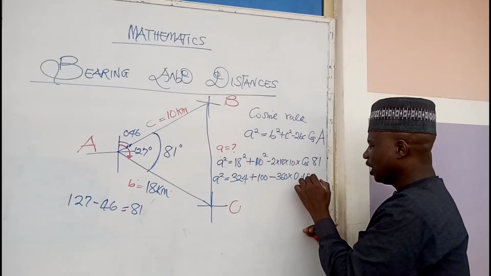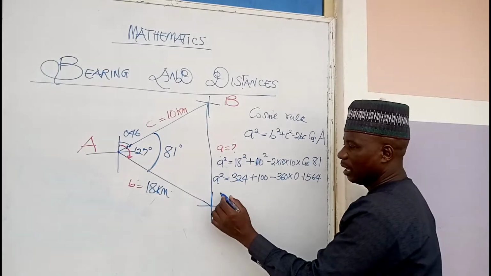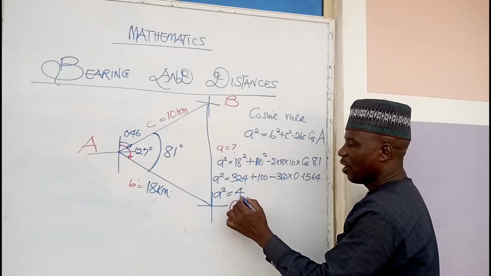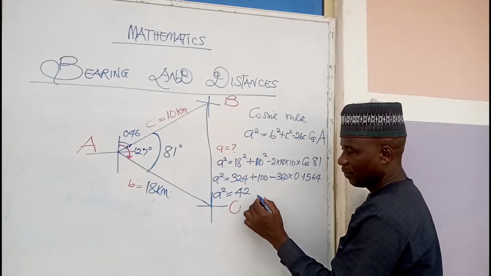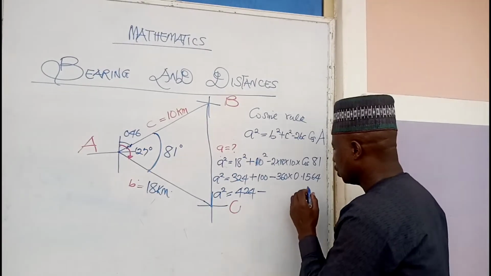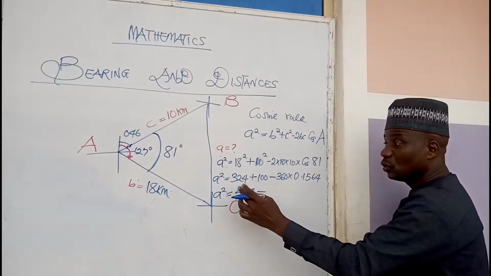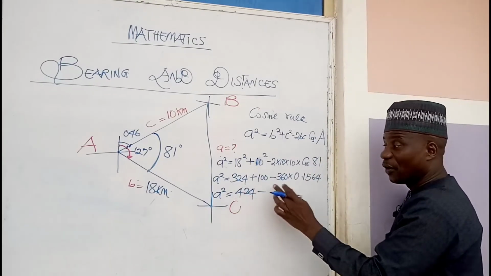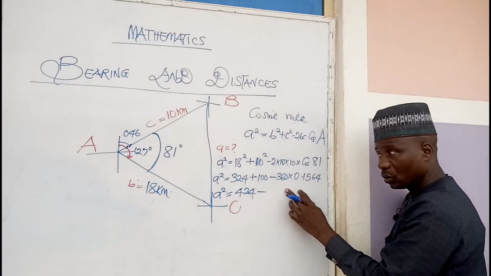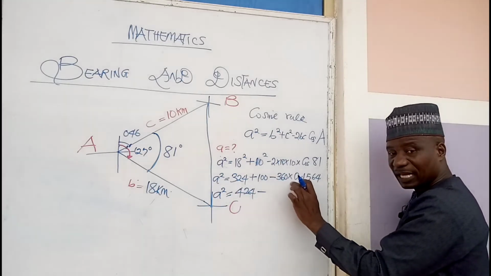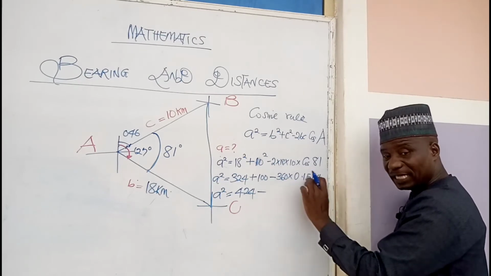1564. Now we have A squared is equal to, when you add this one, you have 424 minus, you have to multiply this by this. I told you the other time, do not say 424 minus 360. No, it's 424, you leave it, because this one is a multiplication sign. You multiply this and this together.